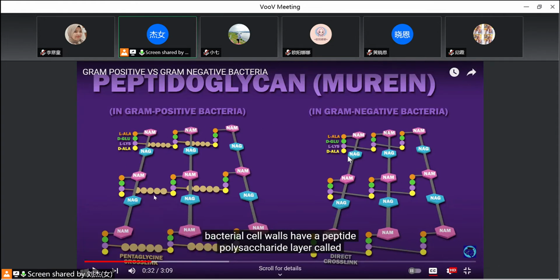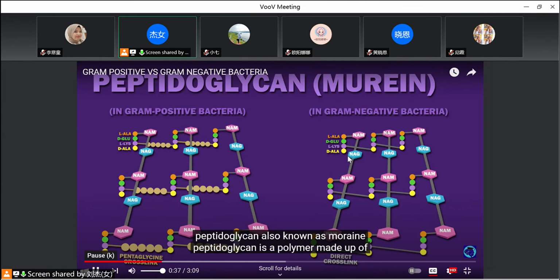So here, this shows the bacterial cell wall, right? And it has a peptidoglycan. And this is the structure layer called peptidoglycan, also known as murein.